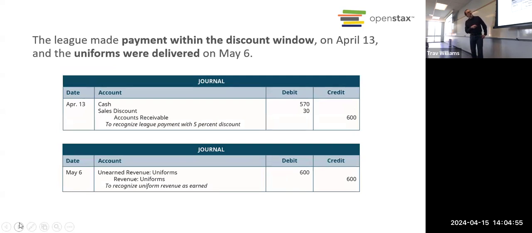Okay, so here the league paid within the discount window. Since we are doing accounting for the uniform company, which is the seller, that's where we see sales discount. Right? If we were doing the accounting for the league, that was the purchaser, and they were using the perpetual inventory method, then it would be merchandise inventory, right? But for the seller, it's a sales discount. And then again, the company has to provide the uniforms and earn the revenue.